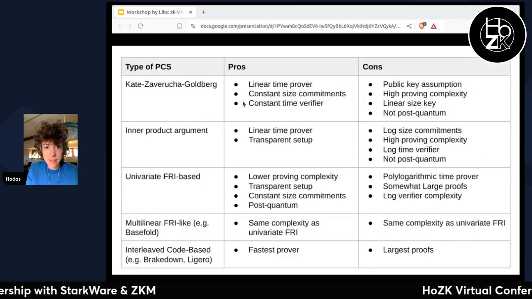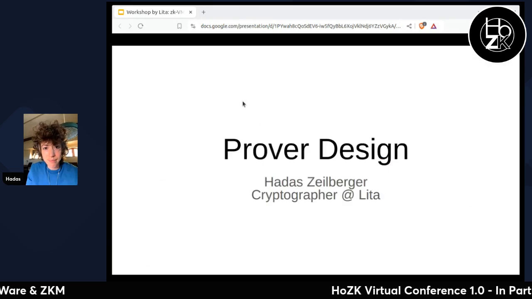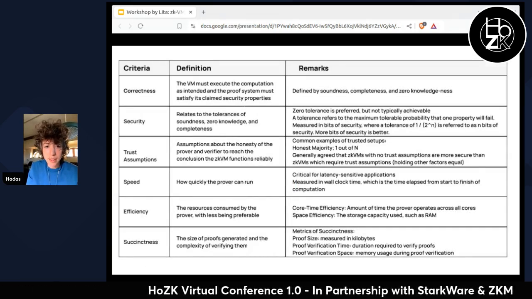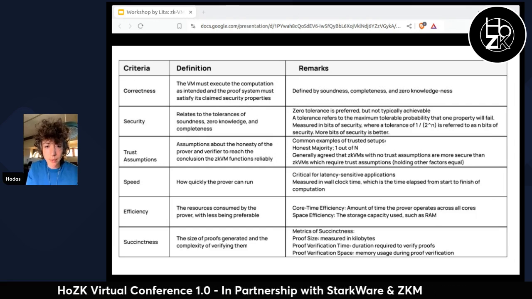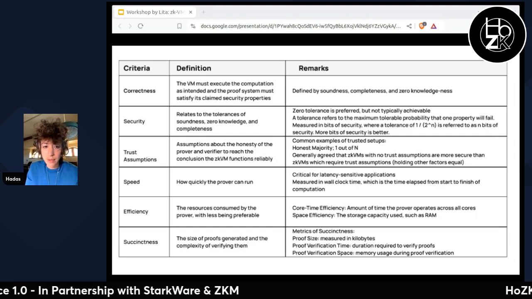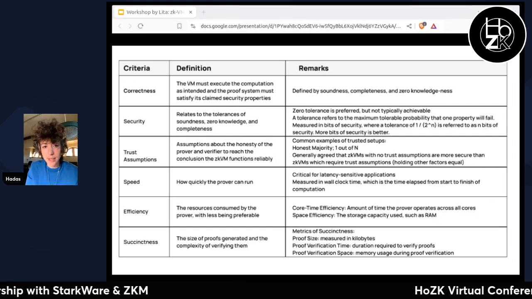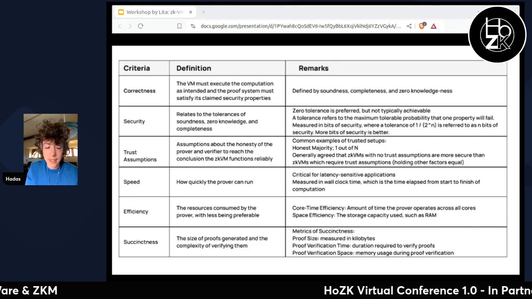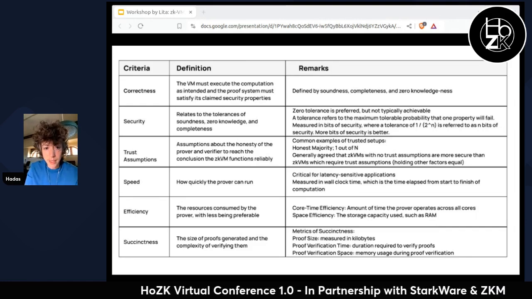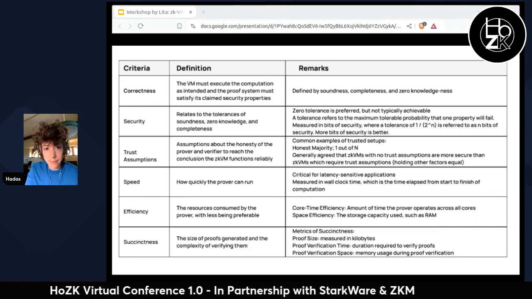Then something that's somewhat separate from security, trust assumption. So what are we actually proving it secure against? What context are we proving our security within? And then, of course, we have our efficiency measurements, such as speed and succinctness. We want our prover to run fast, and we want it to be as small as possible.